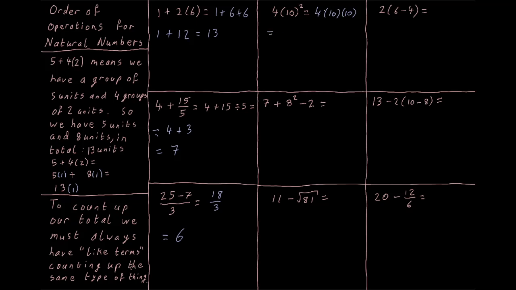So we'd have 4 by 10 is 40. So I'm going to do that first part, and then that's still multiplied by 10. And then I have 40 multiplied by 10 will give me 400.